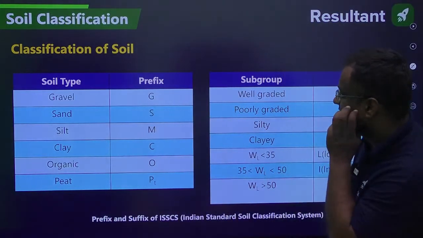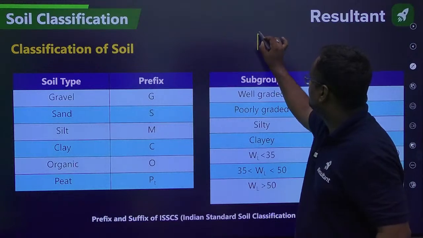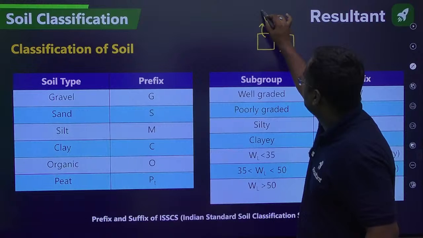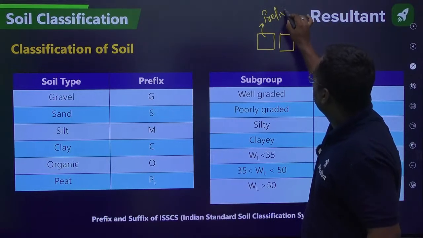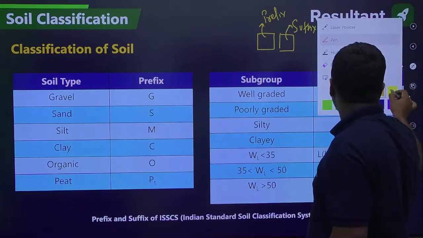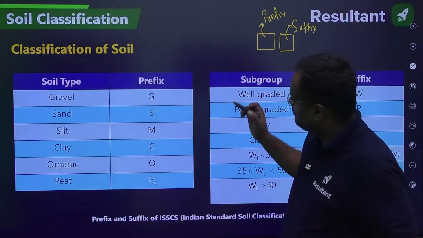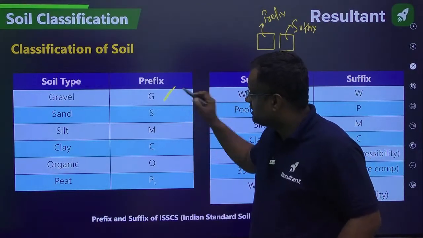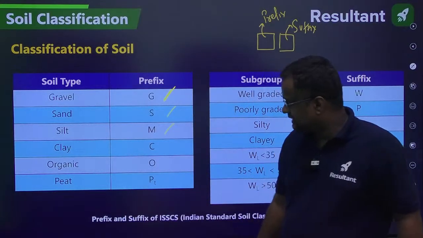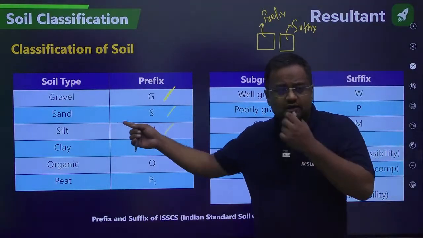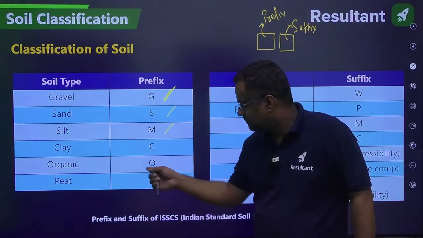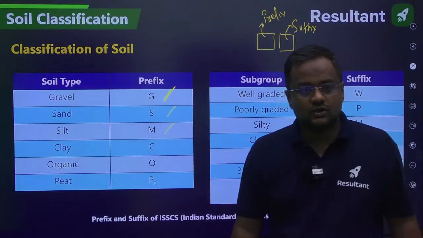Now, suppose the name of the soil can be 4-letter also, but if it is a 2-letter word, prefix and suffix, it can be 4 letters. We'll be seeing those cases also. If it is a 2-letter word, then whenever in the prefix the G is used, it will be gravel. S will be used, it will be sand. M will be for silt, as S is already for sand. So for silt it will be M, for clay it will be C, for organic it will be O, for peat it will be PT.